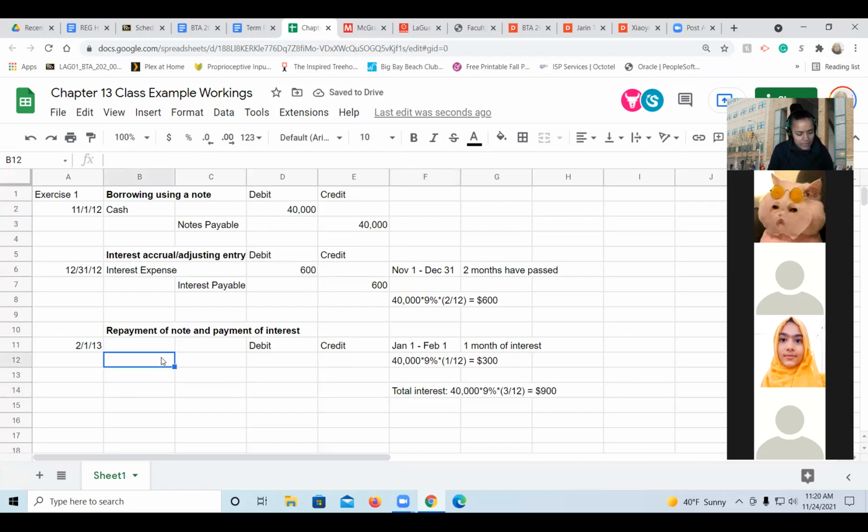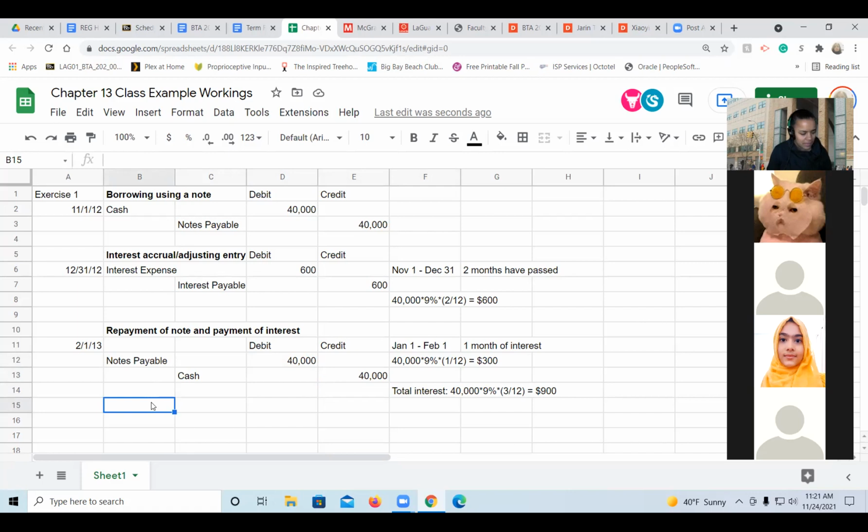So at this point, we will do the repayment of the note first. So it's notes payable. You're basically flipping the journal entry from November the 1st. That's 40,000 debit to notes payable because you're paying off the liability, and cash is a credit of 40,000. I'm separating the journal entry for the payment of the note and the payment of the interest.